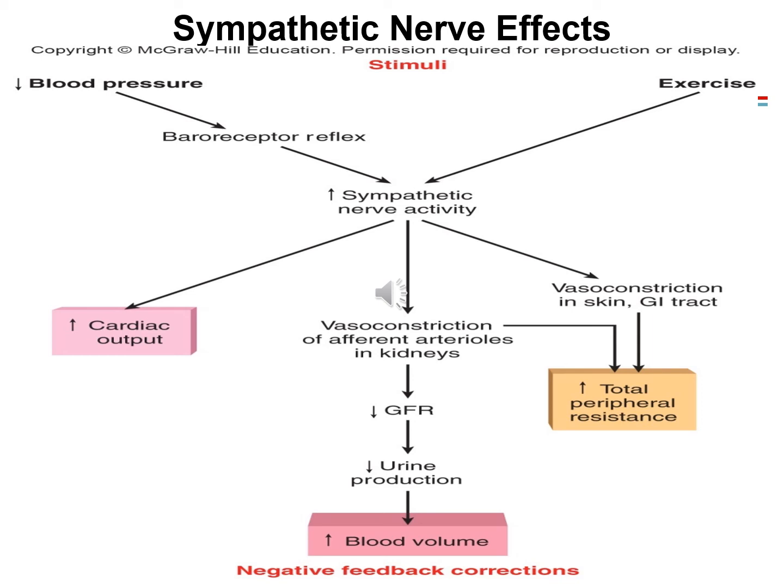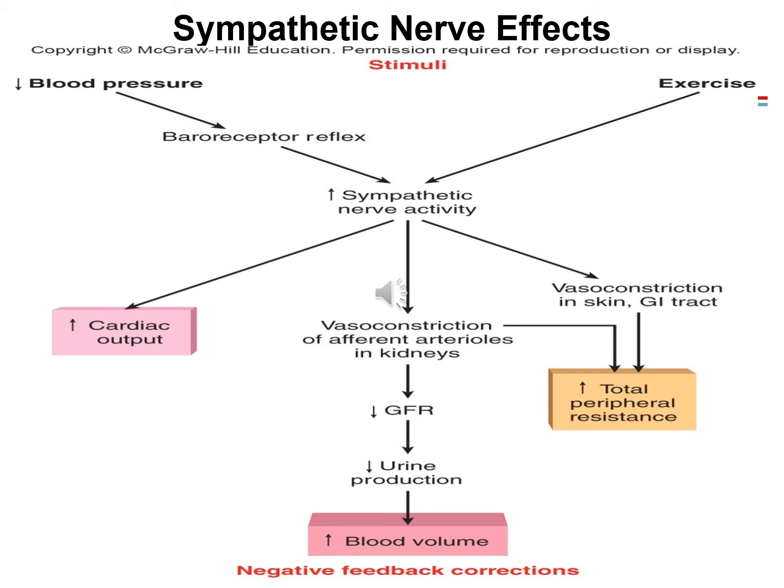What happens in the heart? In the heart, by engagement of the sympathetic nervous system, as I mentioned before, we increase the heart rate and we increase the contractility. By doing so, we increase the cardiac output. Increasing the cardiac output increases the blood pressure. One problem solved.